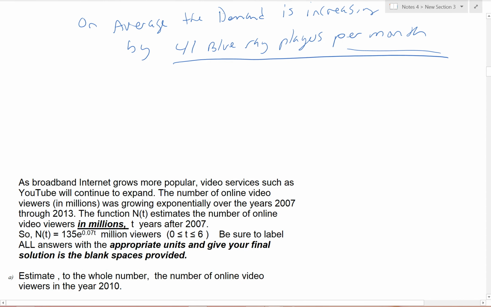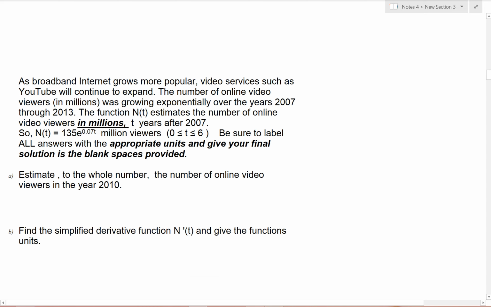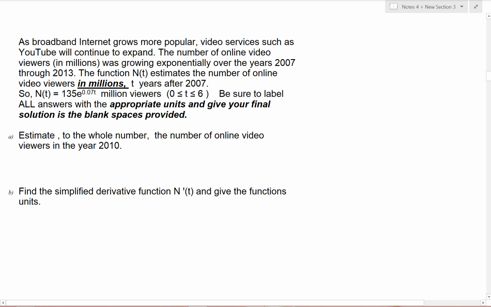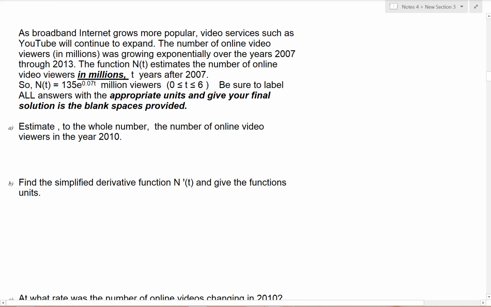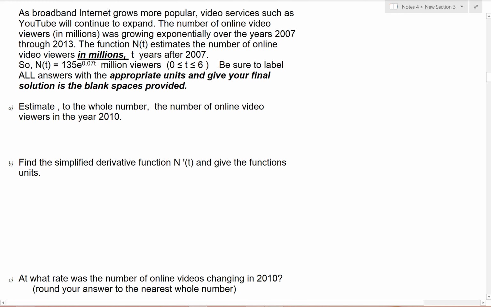Next example. The next example is actually one that's very similar to the types that you will most likely see on the final exam. So we've got our broadband internet. Again, the platform we're using here is YouTube. It's been expanding exponentially for years.